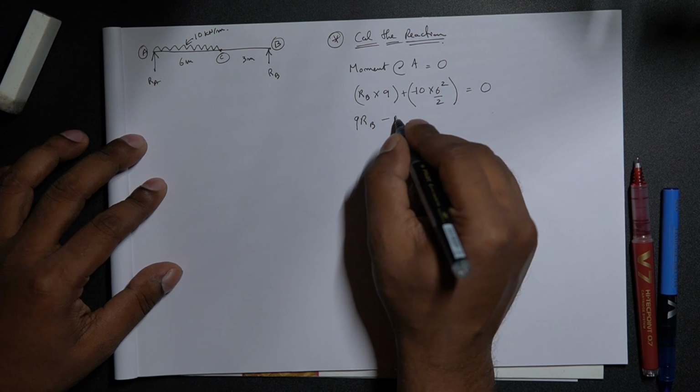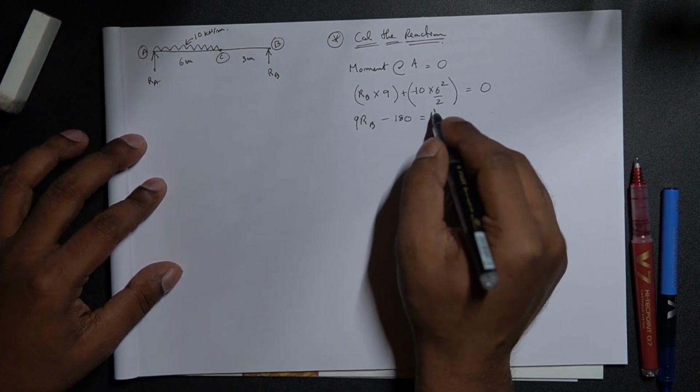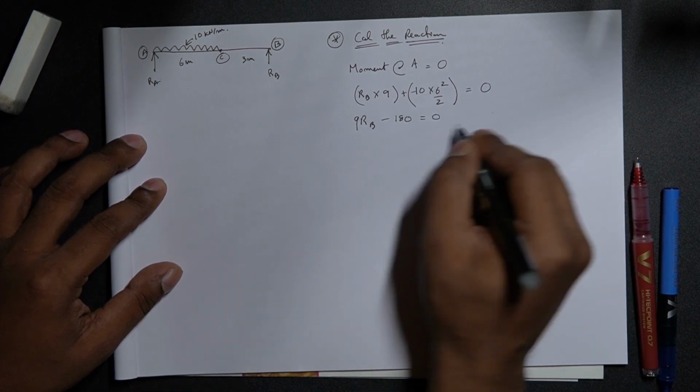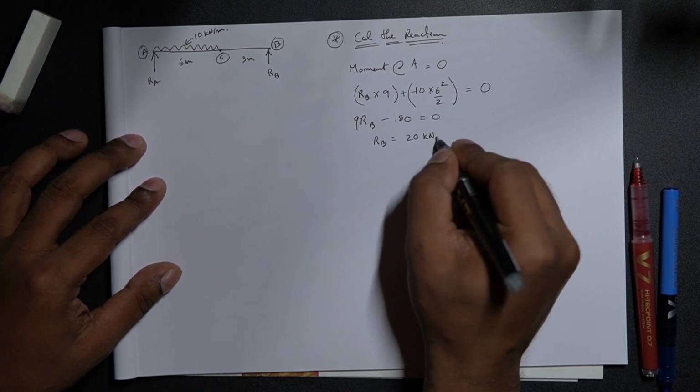minus 180 equals to 0. I think RB should be equal to 180 by 9, that is 20. Yes, RB should be equal to 20 kilonewtons.